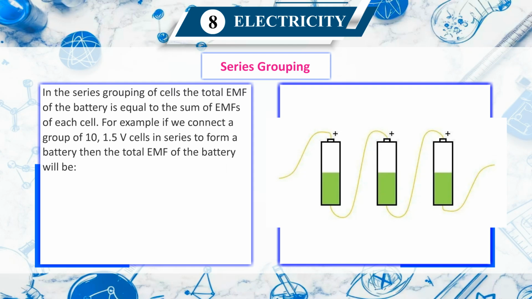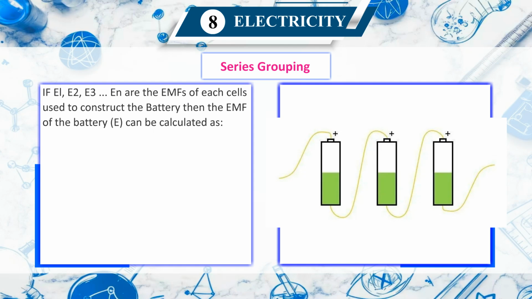In the series grouping of cells, the total EMF of the battery is equal to the sum of the EMFs of each cell. For example, if we connect a group of 10 1.5 volt cells in series to form a battery, then the total EMF of the battery will be 10 multiplied by 1.5 volt, which equals 15 volt. If E1, E2, E3 up to En are the EMFs of each cell used to construct the battery, then the EMF of the battery E can be calculated as E = E1 + E2 + E3 + ... + En.